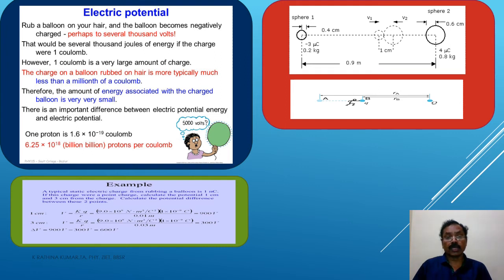And some of the examples. Okay, in this diagram, sphere 1 and sphere 2, let us think about this. This is the source charge. This is a test charge.